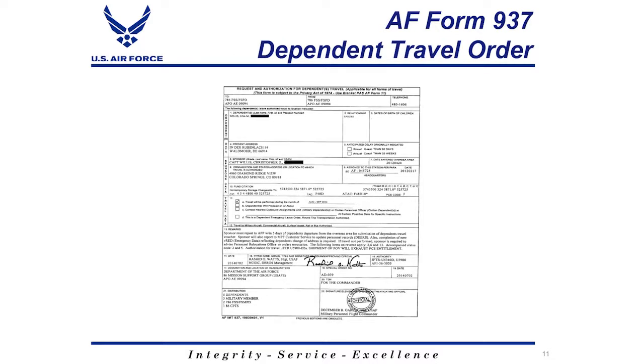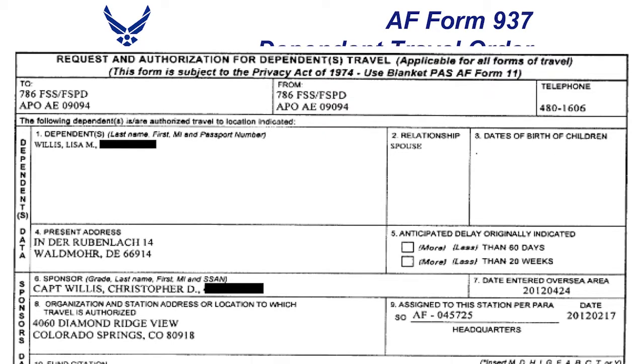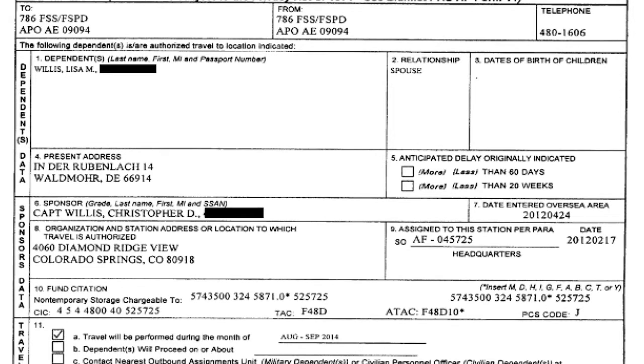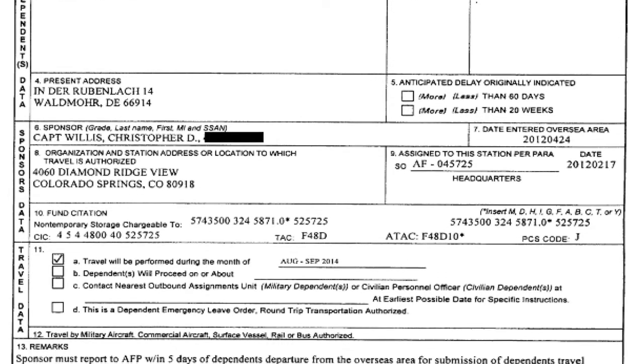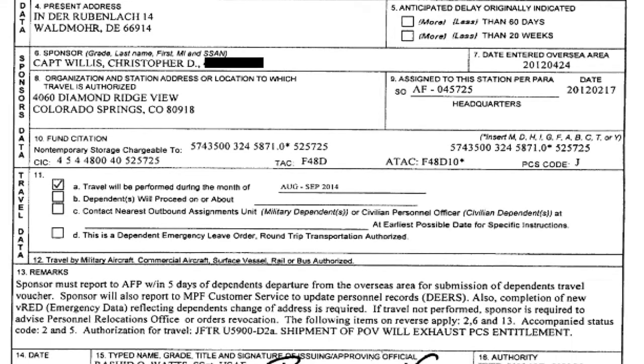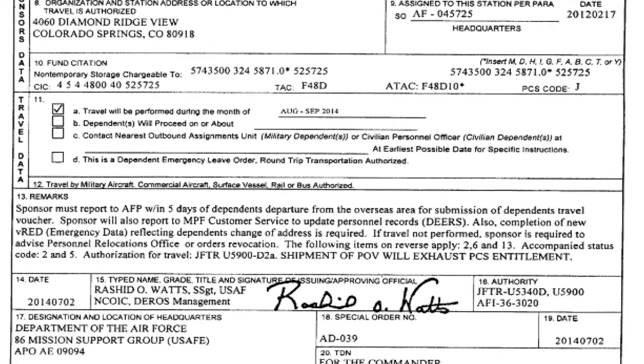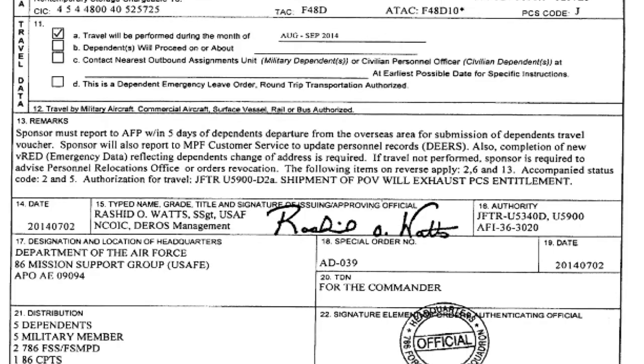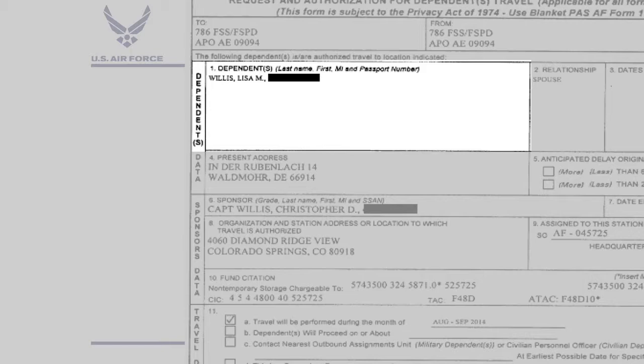This is an actual dependent travel order on Air Force Form 937. Notice this order is different from the military travel order issued on Air Force Form 899. Once again, your review should include every block to clearly assist you in determining the dependent's entitlements. Specifically, Block 1 will list each dependent's name, Block 2, relationship to service member, and Block 3, children's birth dates. Block 4, present address for the dependents.